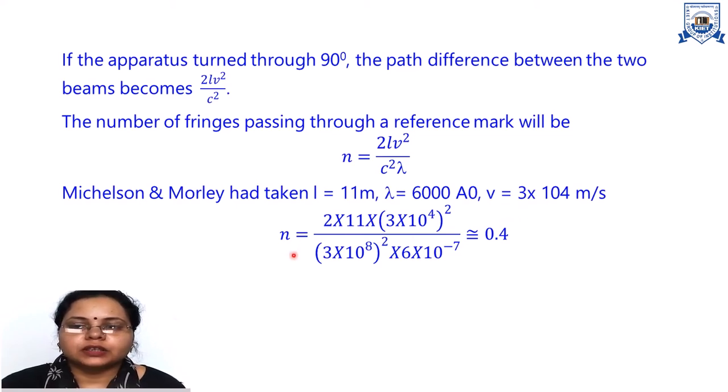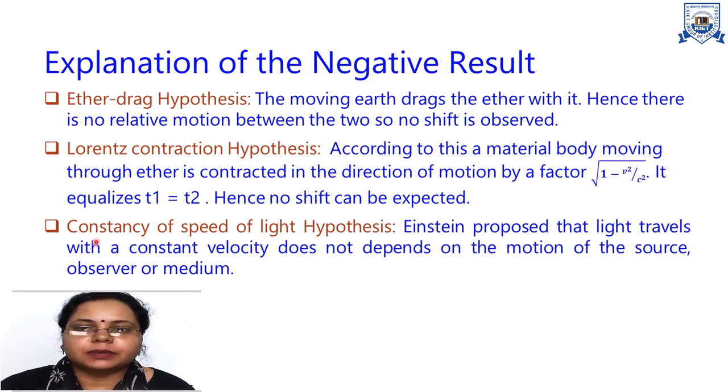So we get n is equal to 0.4. So if we perform the Michelson-Morley experiment, then mathematically we get 0.4 fringes, which is approximately half a fringe, which we can easily measure through the Michelson interferometer. But when Michelson and Morley performed this experiment, they got no fringe shift. That means n is equal to 0. So the result is in contradiction with the mathematical calculation. At the end, the conclusion is that the Michelson-Morley experiment failed. So it does not prove the existence of ether, or it is not capable of finding the relative velocity between earth and ether.